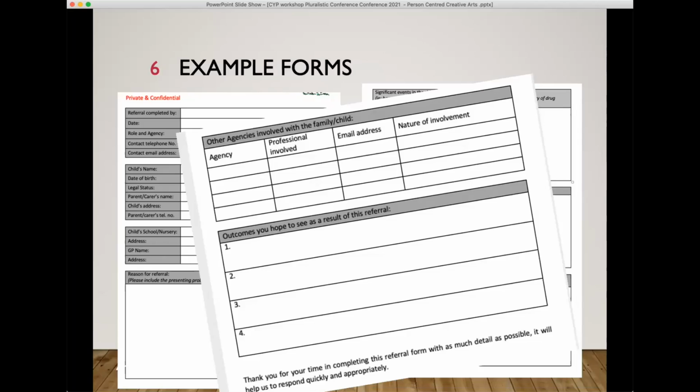Anything else though that you notice, or what does anyone notice? There's quite a lot to write, so there's quite a lot of information here. Is this to be filled out by the child or the parent? Well, exactly. There's no space here for child voice. Doesn't look very child friendly to me. It's a lot of information.